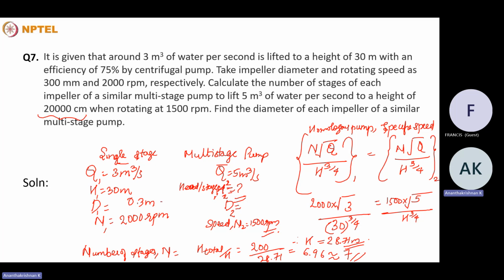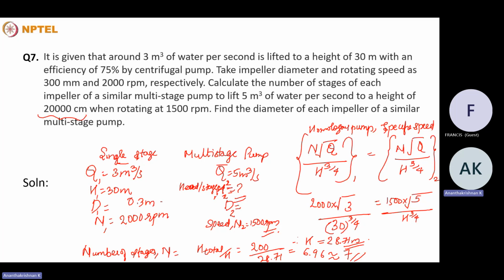So 7 stages are required, a series combination of the pumps, in order to deliver water to the required height of 200 meters. The second part of this question, we need to calculate the diameter of each impeller of a single stage pump. What we have is flow rates, we have the heads, we have the RPMs. We really need to try to bring an equivalence which will be having components of all these four. Thereby, we can get the value of the diameters.